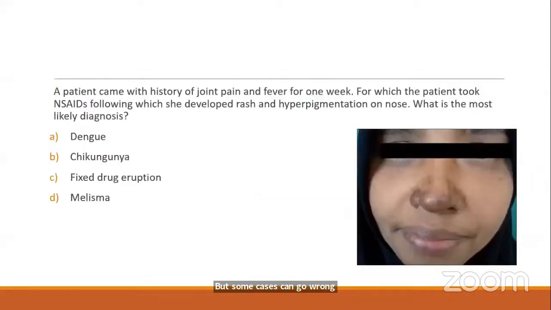Now coming to the next case: a patient comes with a history of joint pain and fever for one week, for which the patient took an NSAID and developed rash and hyperpigmentation on the nose. The catchy word is the hyperpigmentation. You can see the hyperpigmentation there on the nose. Just consider this was a disease which occurred back in 2006 in Kerala. Any idea?